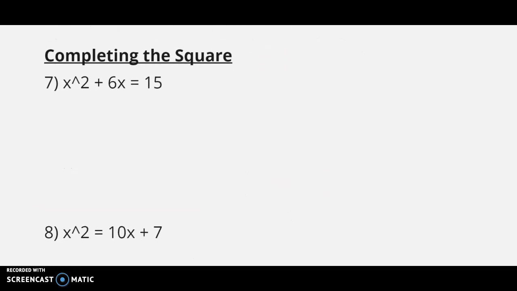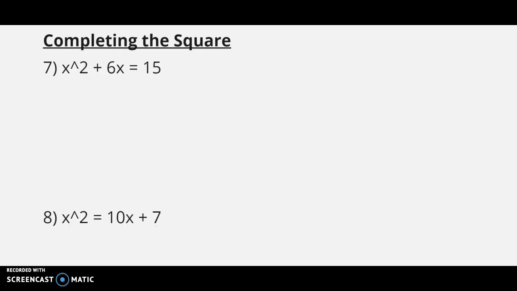Alright, now we're going to apply this concept to a technique called completing the square. Okay, completing the square solves a quadratic, not by the quadratic formula, not by factoring, but by creating a perfect square trinomial, factoring it, then taking the square root. So there is a number of steps to this.